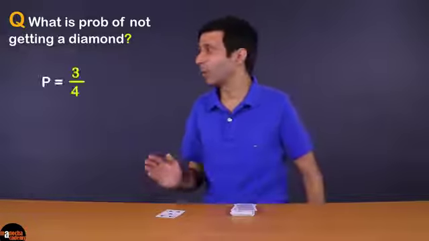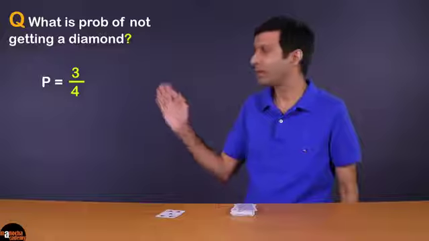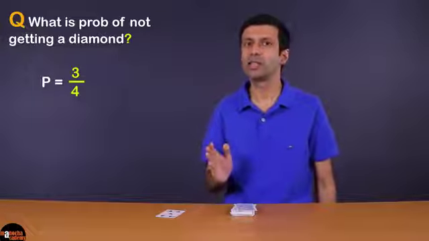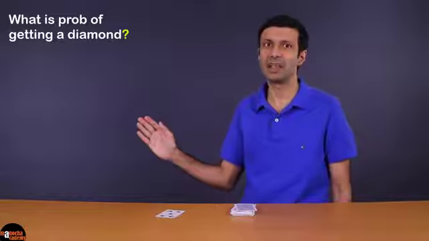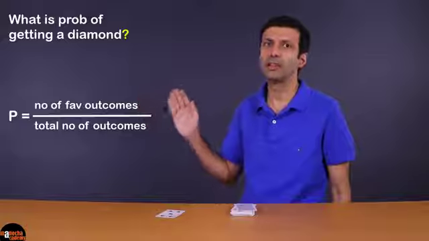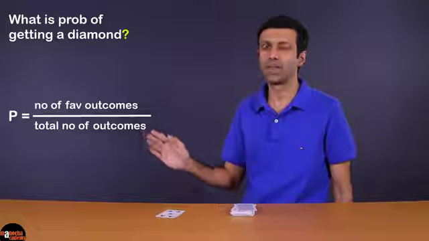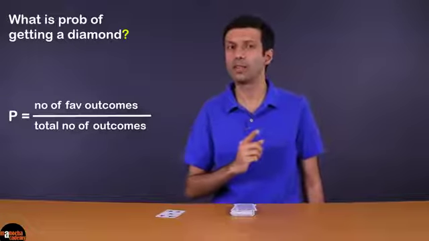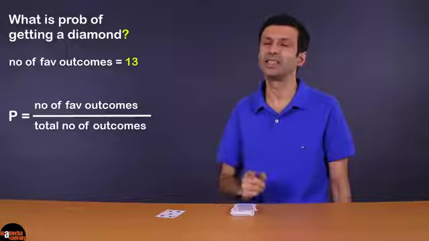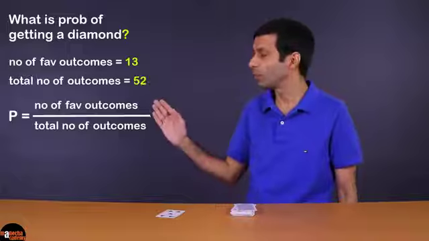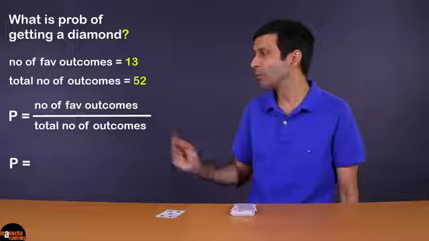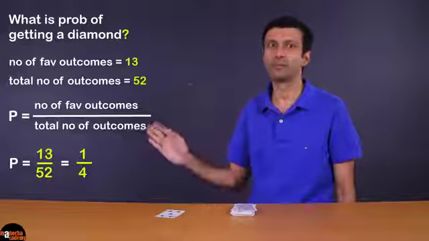That's right, the probability of not getting a diamond is going to be 3 by 4. To make it easy, first let's find the probability of getting a diamond card. And that's going to be the number of favorable outcomes by the total outcomes. And what is the number of favorable outcomes? It's going to be 13 because there are 13 diamond cards in this deck. And the total number of outcomes is 52. So the probability of getting a diamond card is going to be 1 by 4.